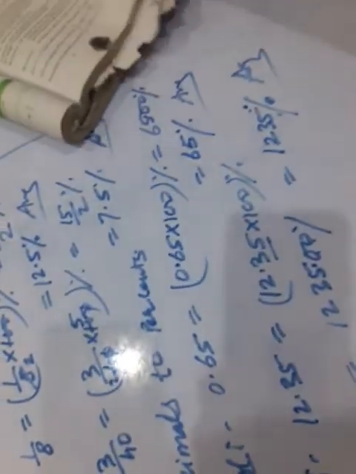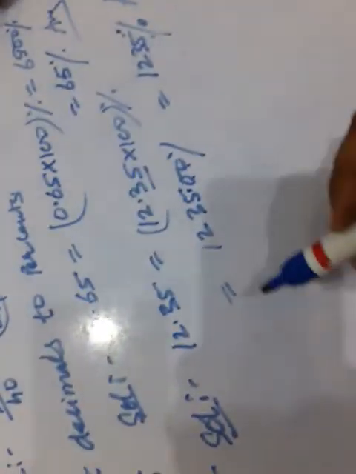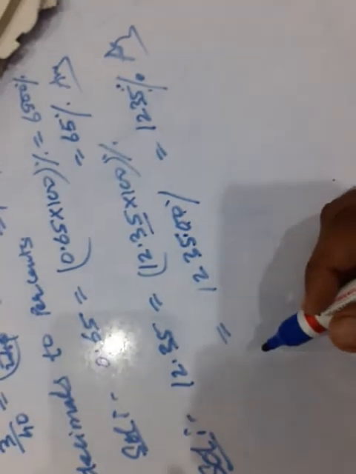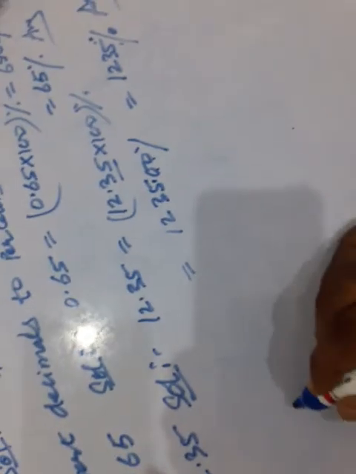Question number 3 states, children: estimate what part of the figure is colored, and hence find the percent which is colored. How will you find it out? See, question number 3 here. Estimate what part of the figure is colored.